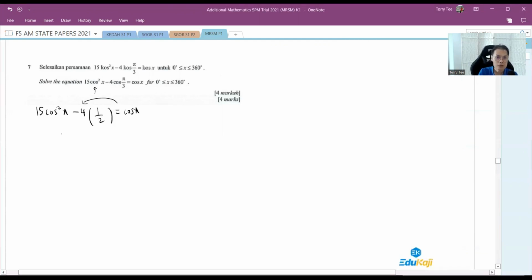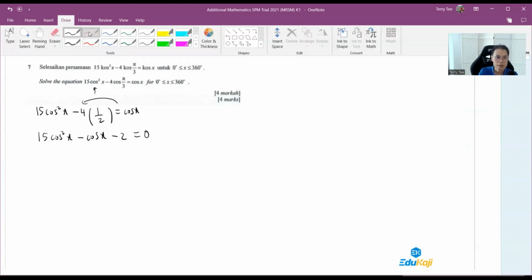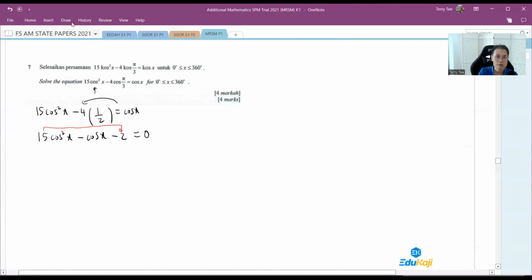Let's bring the cos over to the left. So this is 15 cos square x minus cos x minus 2. The result is 0. So to factorize this, first we take the factor of 15 times 2. 15 times 2 is 30. The factor of 30 will be what? 30, I want to get 1. So 30 and 1, 15 and 2, 10 and 3, 6 and 5. Right? 6 and 5 will give us 1.